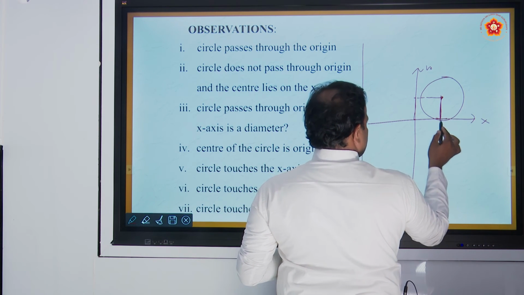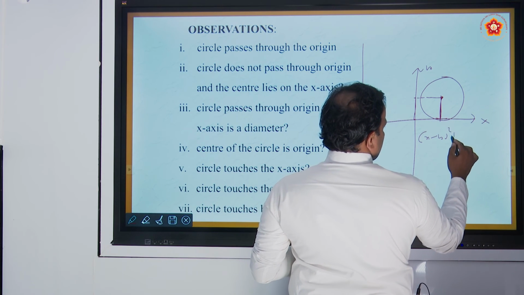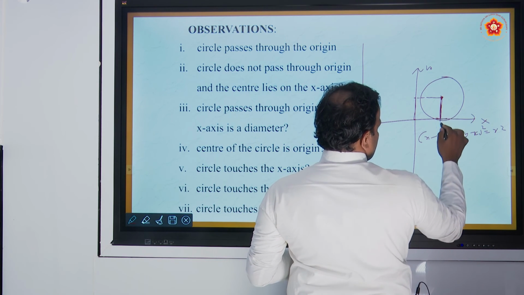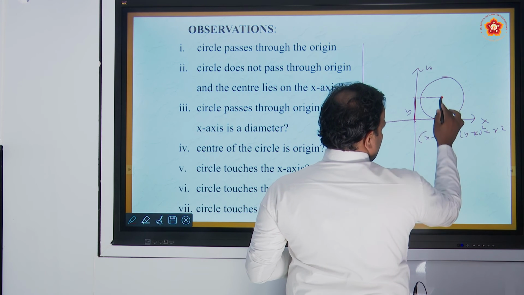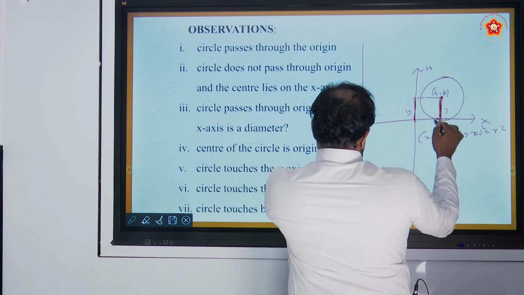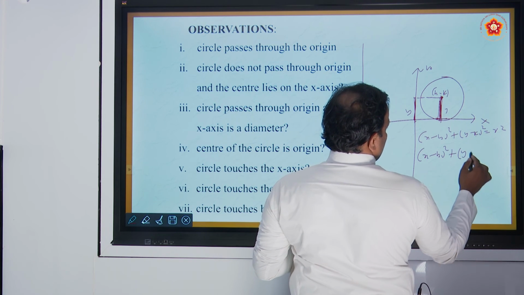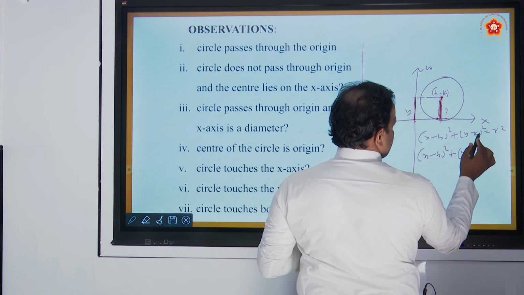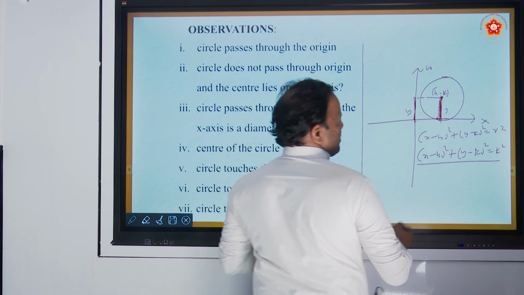This is the figure of a circle touching either the x-axis or the y-axis. We take the equation x minus h whole square plus y minus k whole square equals r square. If the circle touches the x-axis, this length and this length are the same, so the radius is k, with center h comma k. So put x minus h whole square plus y minus k whole square equals k square. Simplifying, we get the equation.